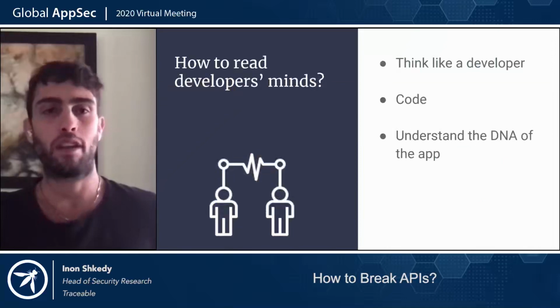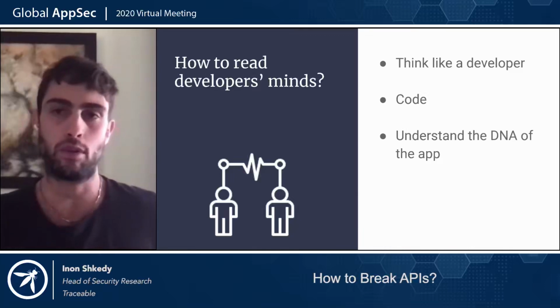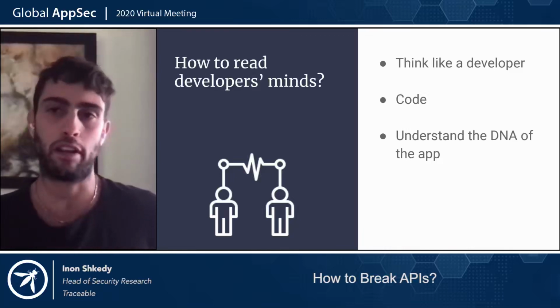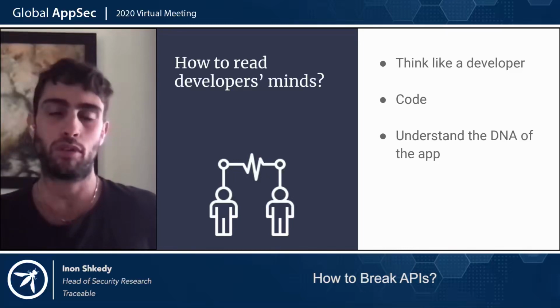So how can you read developers' minds to understand what they wrote in the code? There are a few things that you can do. The first one, you should think like a developer. And in order to do it, it's really helpful to know how to code. I think that every good pen tester that wants to find business logic vulnerabilities needs to understand code.